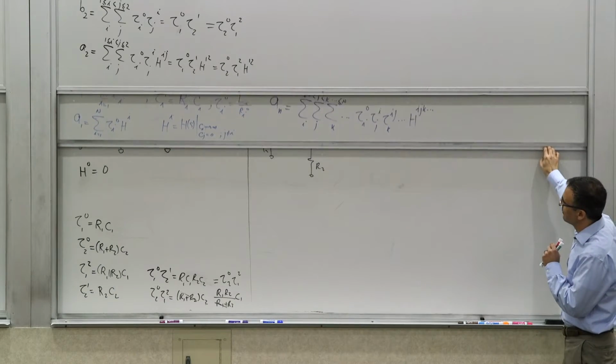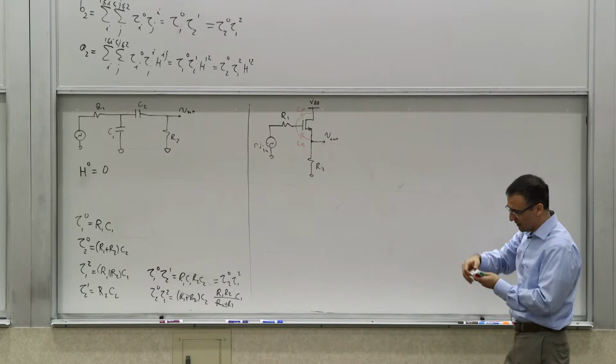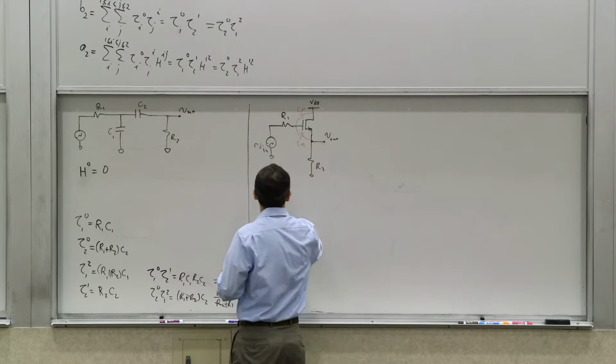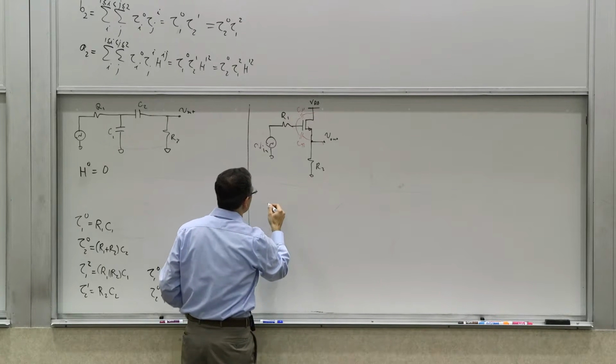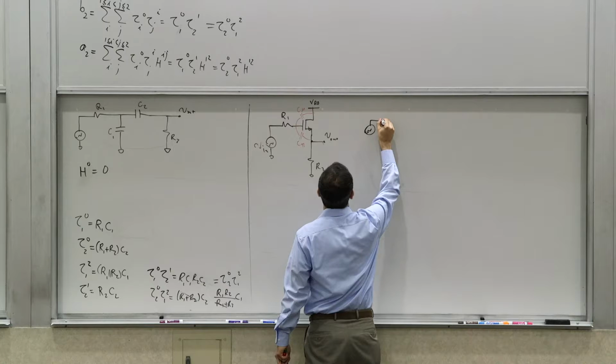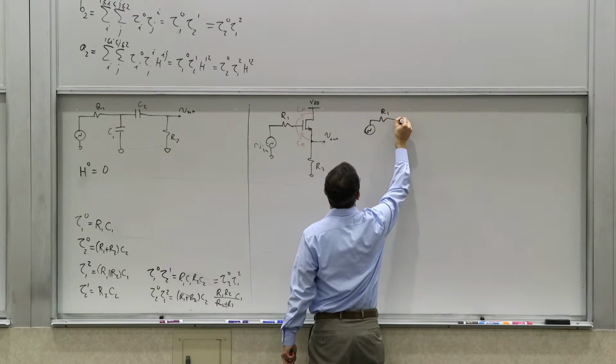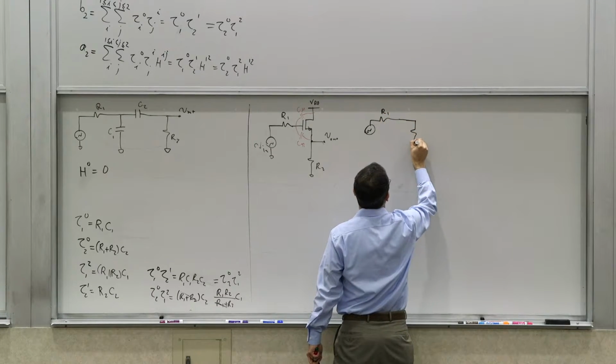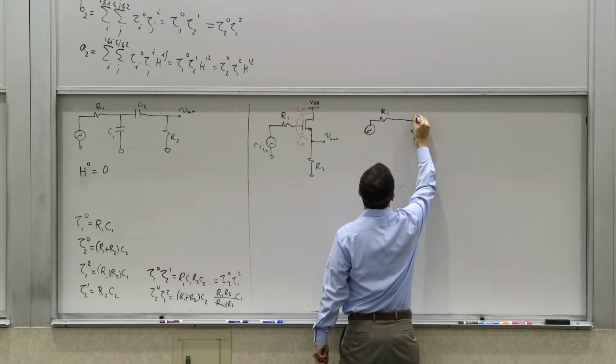But let's go back to our example. So we took a little detour. Let's go back to this example and see what we get. We can think about it also in terms of a T model. If you want to draw the T model on the side, if it helps you see things a little bit more easily. So you have the Rm here.